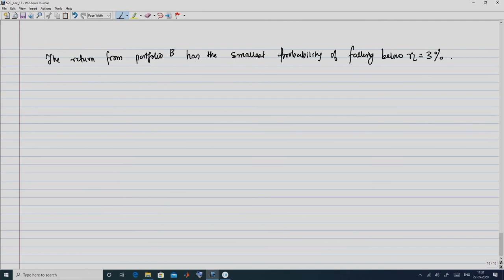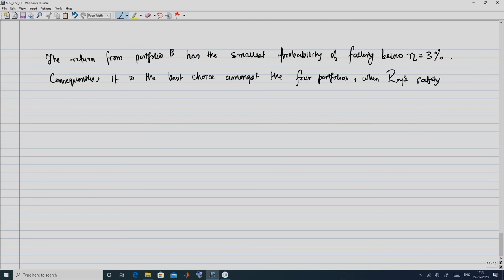So accordingly, I can write that the return from portfolio B has the smallest probability of falling below RL equal to 3%. Consequently, it is the best choice amongst the four portfolios when Roy's safety first criteria is applied.